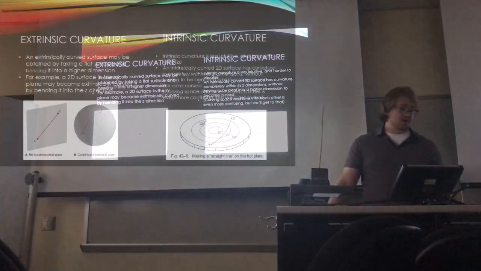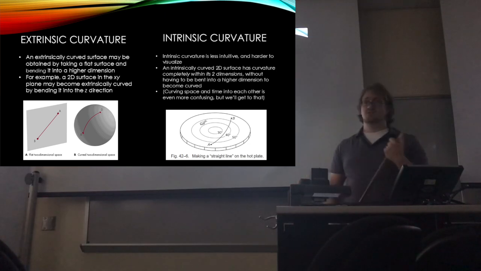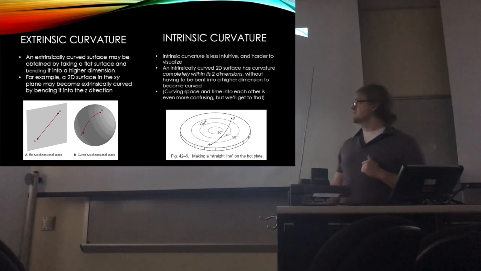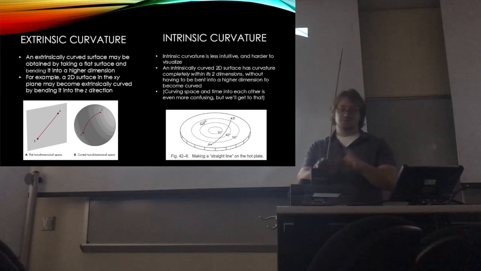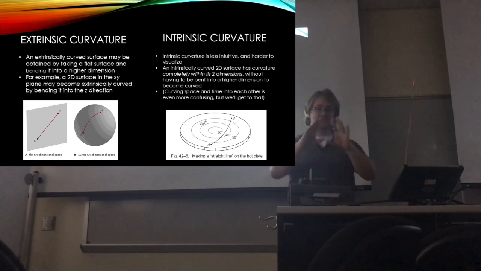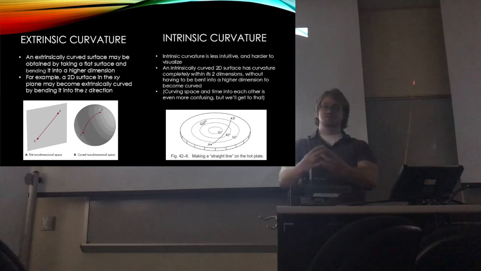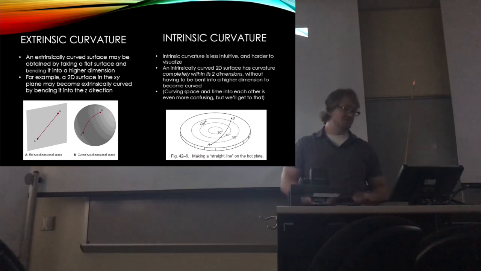In particular, I want to talk about 2 types of curvature. First is what's called extrinsic curvature, and that's what we've been illustrating in these figures so far. So extrinsic curvature is the curvature that you get when you take, say, a flat 2-dimensional surface, and you bend it into a 3rd dimension. So say here you bend it around the surface of a sphere. So now you have a curved 2-dimensional surface that is the surface of the sphere.